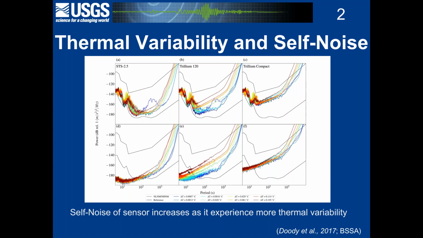And the way Claire did this is she wrapped the boxes around the sensors in heat tape and was basically driving the thermal variations herself. And what you can see here, particularly on the Trillium-120, is that if you have higher thermal variations, the self-noise of the instrument increases drastically. So this is showing why it's important, especially when doing self-noise tests, actually why it's important in general, to keep an instrument thermally stable. You're artificially raising self-noise levels of the instrument, which can't be removed easily if the sensor is seeing thermal variability.